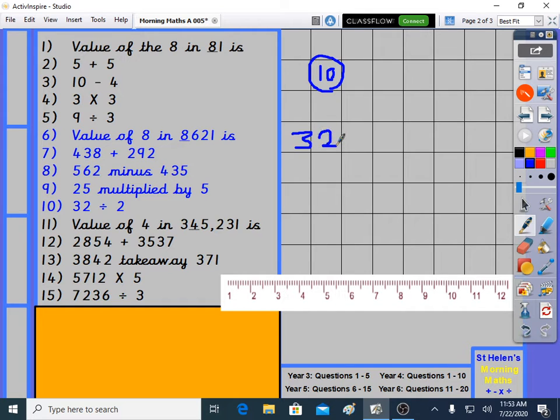Many ways of doing this. I'll use a different method to yesterday. I'm going to count in twos till I get to 32. So I'll sing my song, but it won't get me all the way.